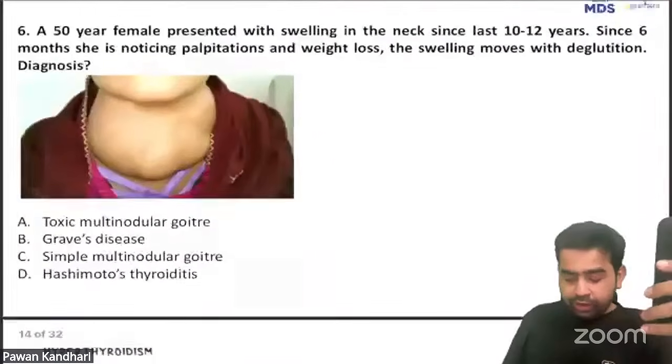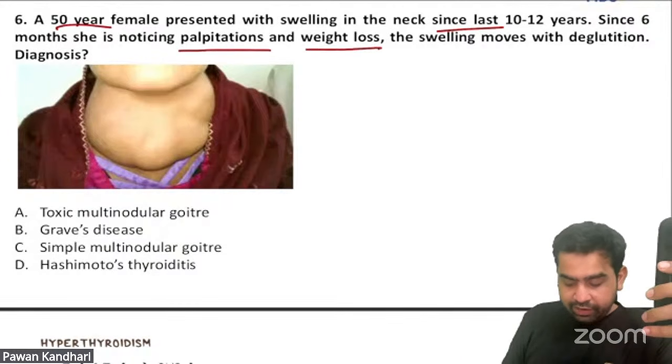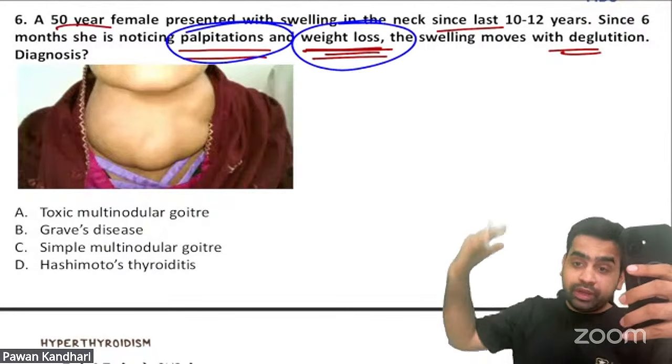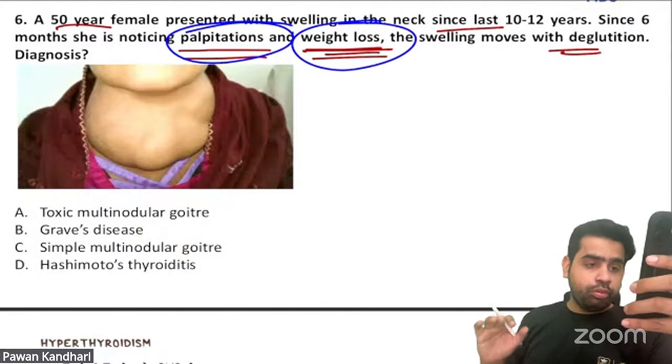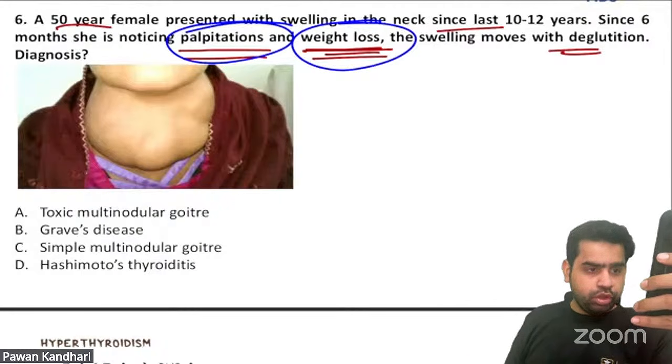Now, I want your help over here. There's a 50-year-old female with swelling in the neck, who noticed palpitations and weight loss, and the swelling moves with deglutition. So palpitations and weight loss are basically trying to tell you that the patient is in a state of hyperthyroidism. Now help me with the options over here.